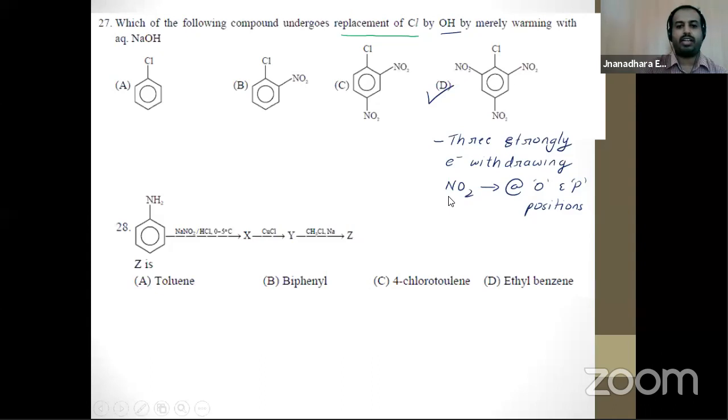For question number 28, A is suggested. Varun says you have the Sandmeyer reaction involved. Perfect, we'll check it. The given compound is aniline. Aniline is made to react with sodium nitrite in the presence of HCl, which gives HNO2. NaNO2 with HCl is a perfect case for diazotization.